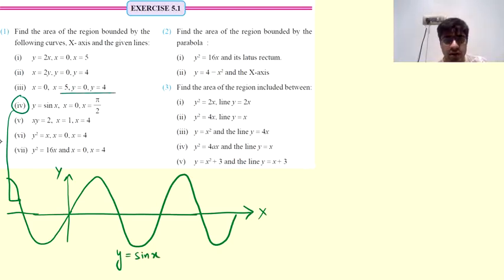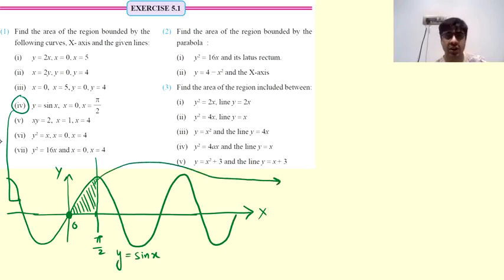You need the area under the graph from x equal to 0 to pi by 2. X equal to 0 will be here. And at x equal to pi by 2, you have a maxima for sin x. That is sin x, the value for it will be 1. So x equal to pi by 2 is right here. Area under the graph from x equal to 0 to x equal to pi by 2 is this area.